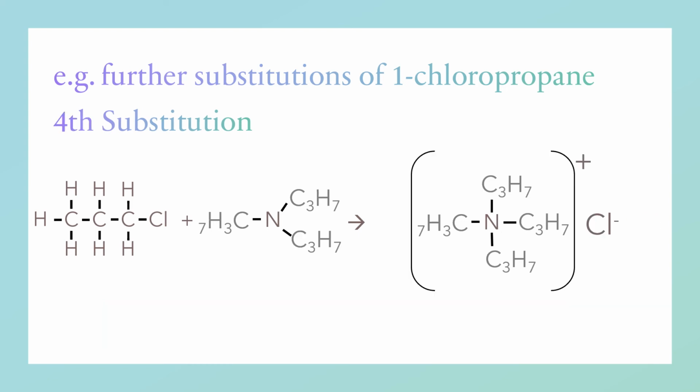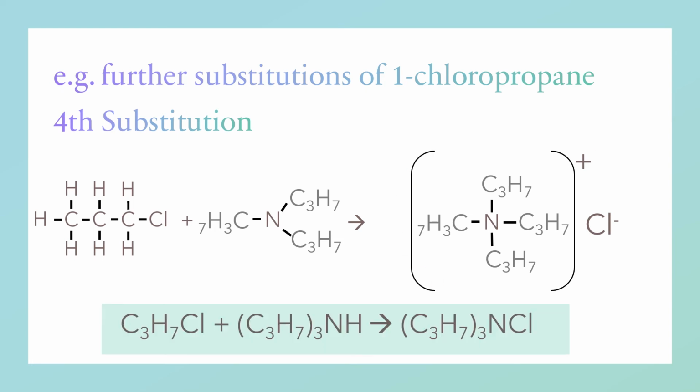Then finally, this is your fourth substitution. So you have your halogenoalkane at the start, 1-chloropropane. You've got your tertiary amine, tripropylamine. And what you produce is this quaternary ammonium salt and your chloride ion, forming this salt together, okay? And then your molecular equation. So just as before, pause this and copy it in.